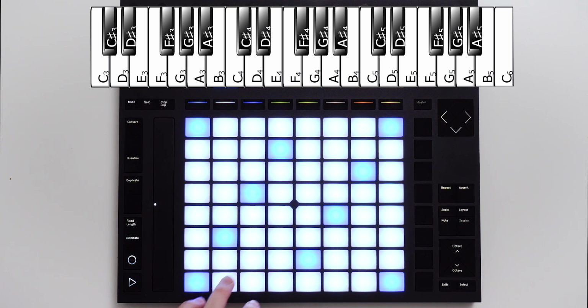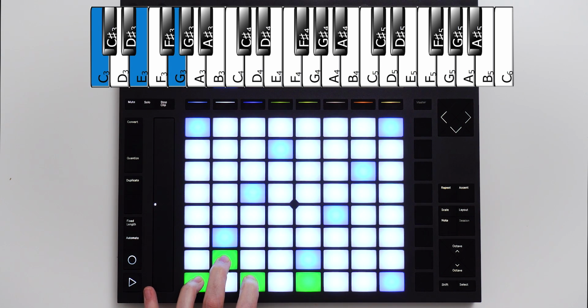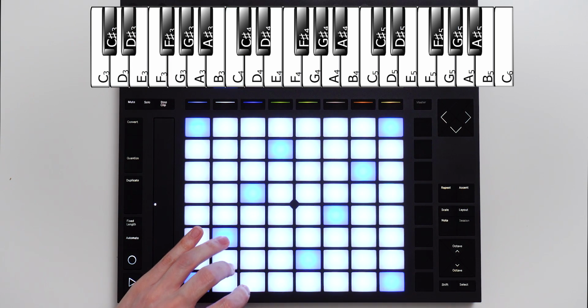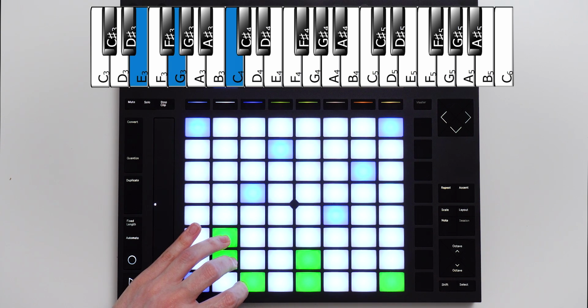So let's go back to this one. From this triad shape, I just moved the note at the bottom and played it one octave up. This is the first inversion. I'm playing C down here, so instead of playing it here, I'm playing that up here. So this is the first inversion.